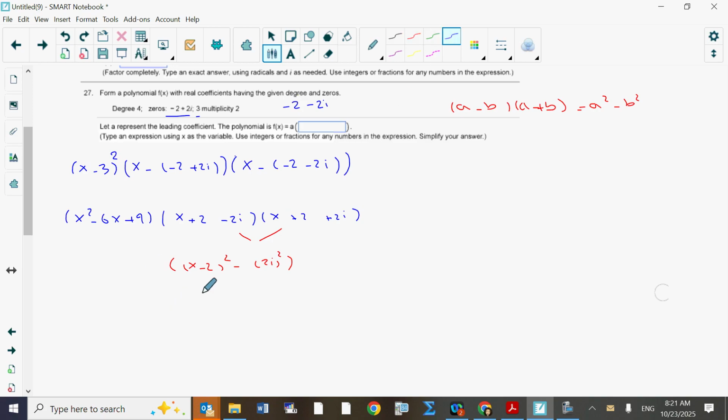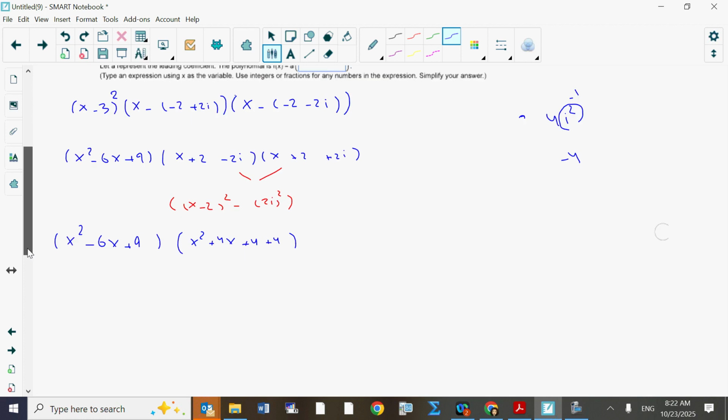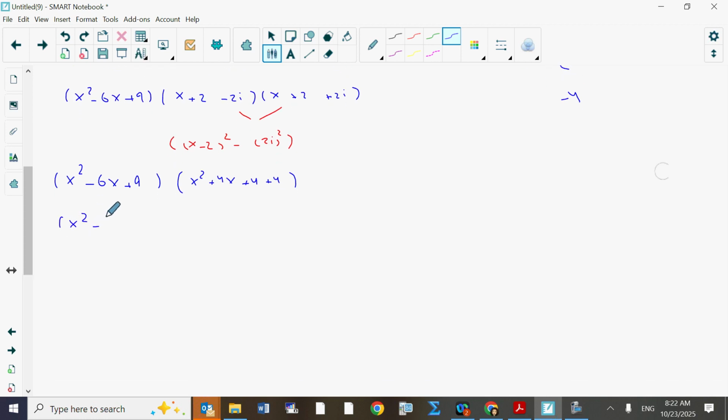Okay, what is x plus 2 squared? x plus 2 squared is x squared plus 4x plus 4. And 2i squared is 2 times 2 is 4. i to the power of 2 is i squared. We know i squared is negative 1, so this is negative 4. And I had a negative here as well. So negative times negative 4 makes it positive 4. And the first parenthesis was already x squared minus 6x plus 9. So I'm going to simplify again. x squared minus 6x plus 9, and here x squared plus 4x plus 8.